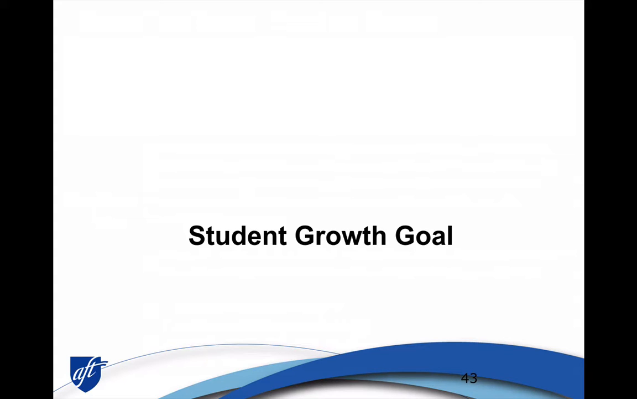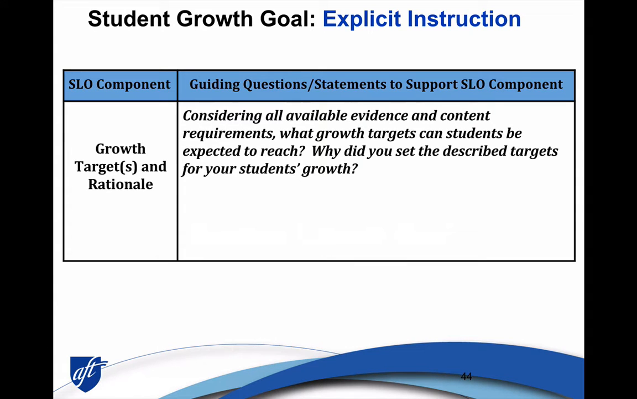Now let's take the next step on the plan by talking about what we have in terms of baseline data and turning it into a student growth goal. Here are some guiding questions to ask yourself when determining the growth goal for your population. It's important to look at evidence like trends, other assessment data, etc., to determine what would be reasonably attainable. This will be used to build a sound rationale for your target.